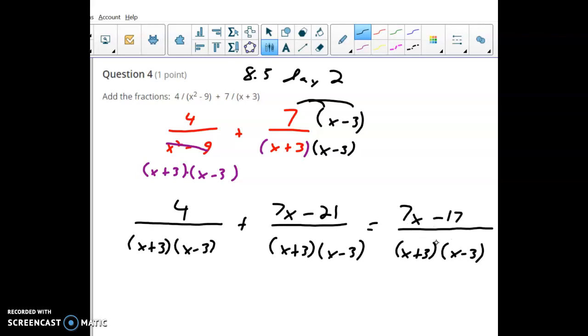And usually it's a good idea to see if this will simplify at all. Like, could we factor something out of the top and have it cancel? But on this particular question, nothing factors out. So our final answer is 7x minus 17 over x plus 3 times x minus 3. Right? And you could FOIL it. You could write the denominator this way if you want. But usually I write it in factored form. So that's it. Hopefully that helps.